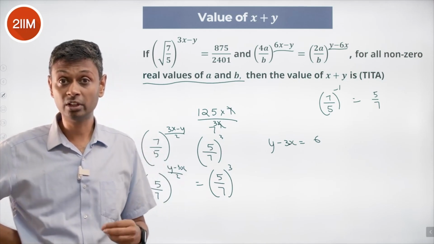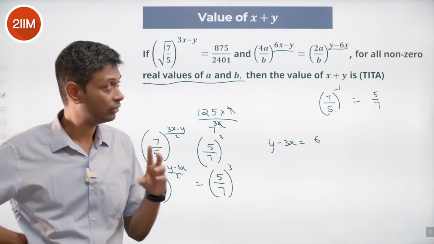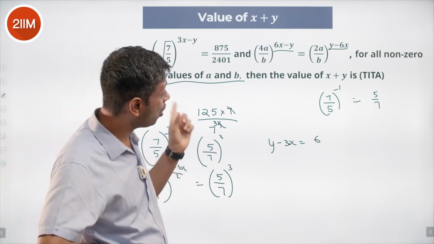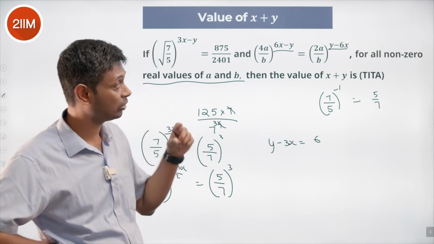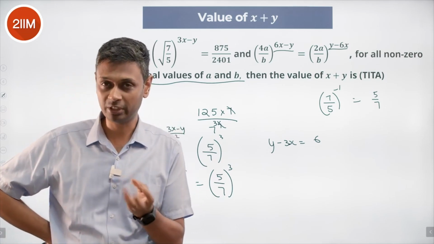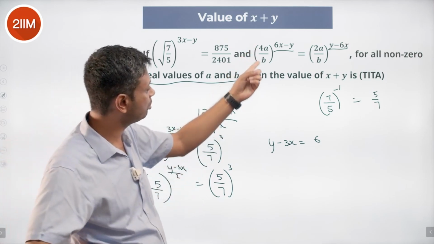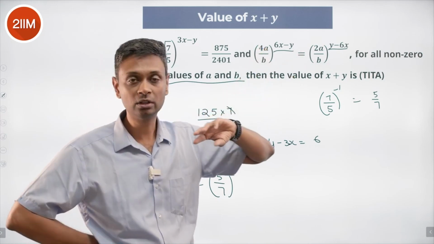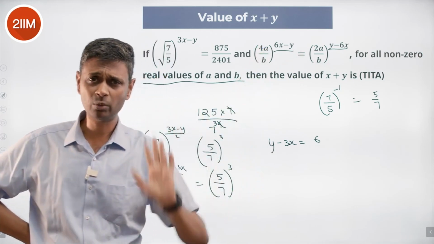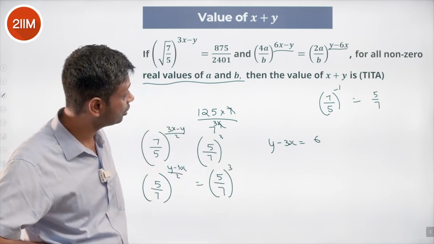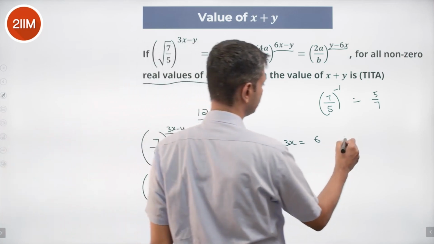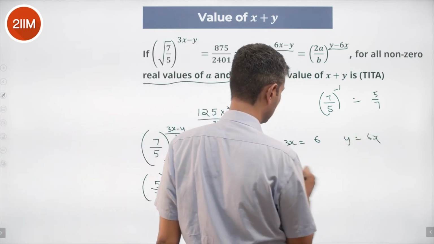Anything power 0 is 1. If it goes to 1, it doesn't work; if it goes to 2, it doesn't work. For all non-zero values of a and b, there's going to be an a and b remaining. Even if I put a and b in some form for the power to be equal, there's a 4 and 2 remaining. The only thing that will work is 0. 6x minus y should be equal to y minus 6x equal to 0, or y is equal to 6x.